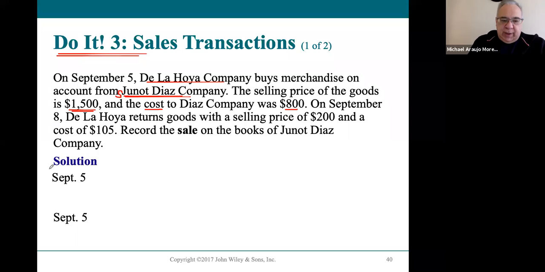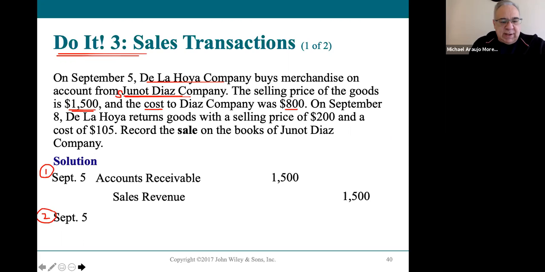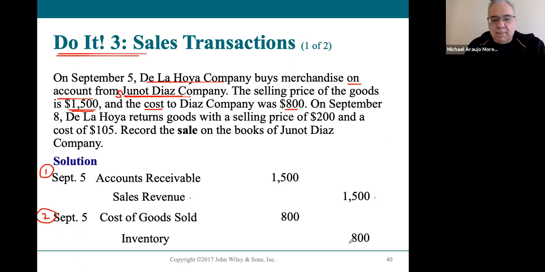So let's book that. So again, for a seller, 2 steps, right? We're going to record the sale, and then we're going to record the cost and take it out of inventory. So recording the sale means a debit to accounts receivable because they bought it on account, so we gave them an invoice. Credit sales revenue. Second thing, debit cost of goods sold for the cost of $800, take that out of inventory.